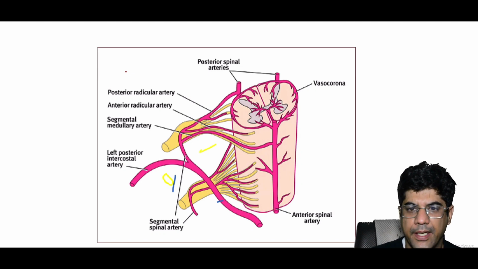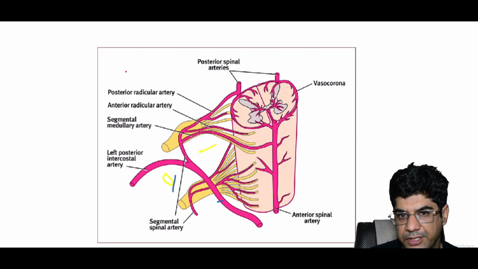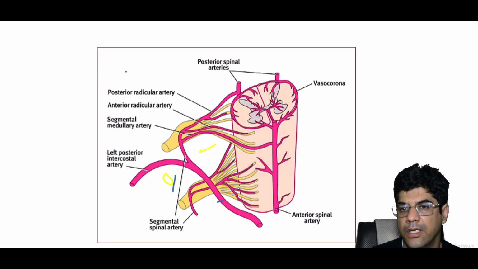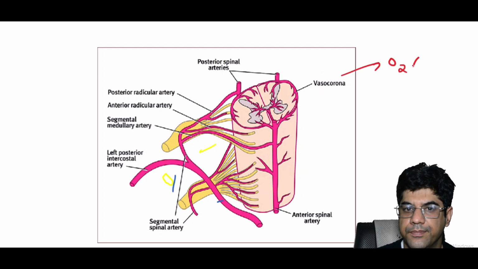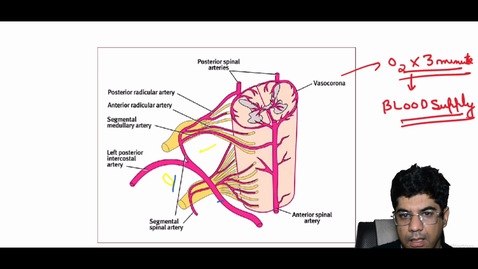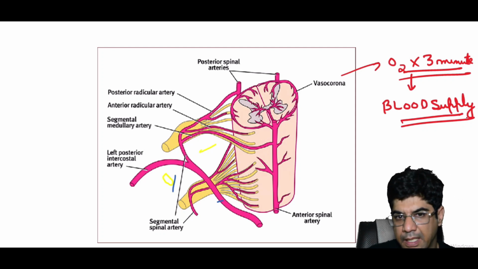So, why is the blood supply to the nervous tissue so important? We know that nervous tissue is very delicate and it cannot survive without oxygen for more than 3 minutes. So what we need is a constant and ample blood supply in order that it functions properly. So let us move to the blood supply of the spinal cord.